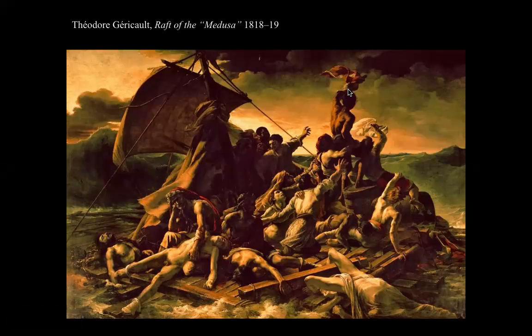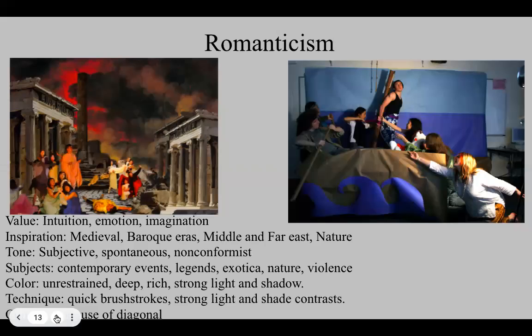And so here by Géricault, you can see this composition pulls your eye up to the right corner. And this was based on a contemporary event of a ship that was going to Senegal was sinking. And so these are people who were trying to survive on the sea. So a contemporary event, right? So here's our example of Romanticism.